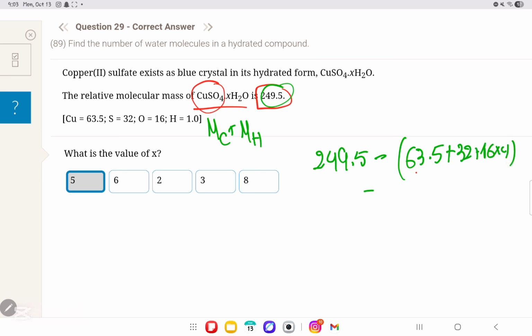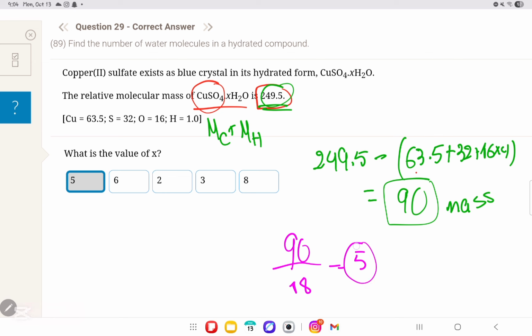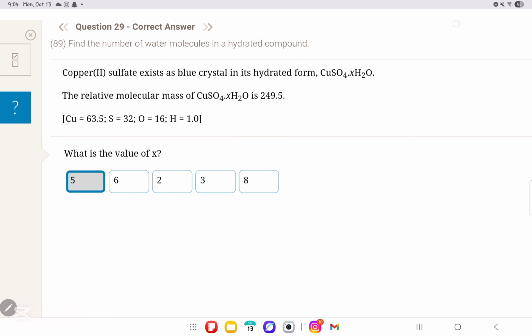So that's going to be 90. So 90 is now the mass of what? Of water. So it's going to be 90 divided by the molar mass of water, which is 18, and this will give us the value of X to be 5. Very simply.